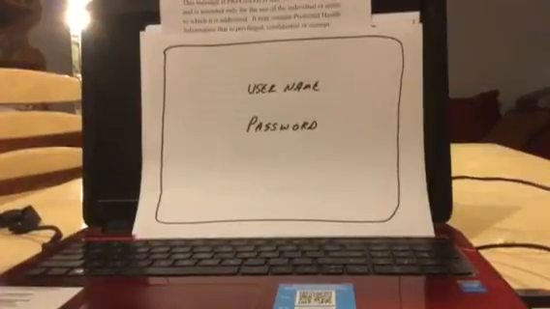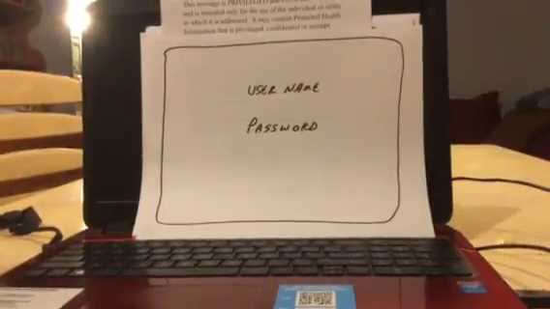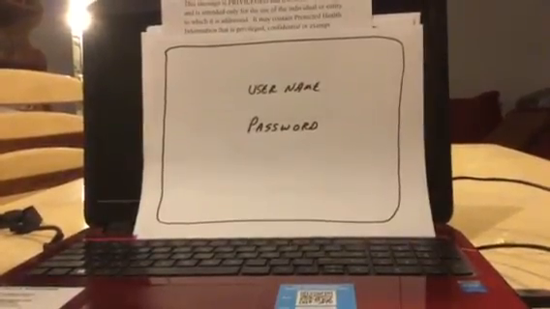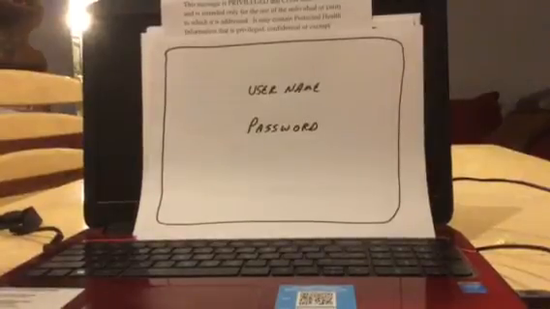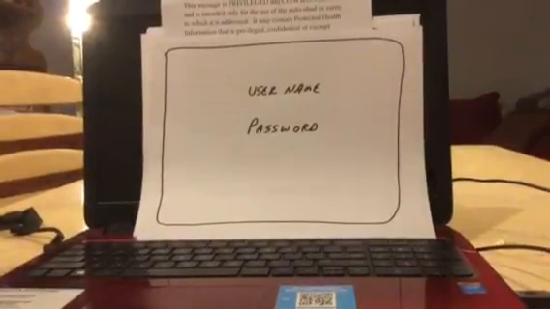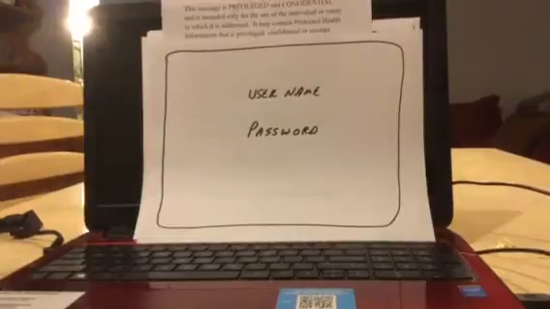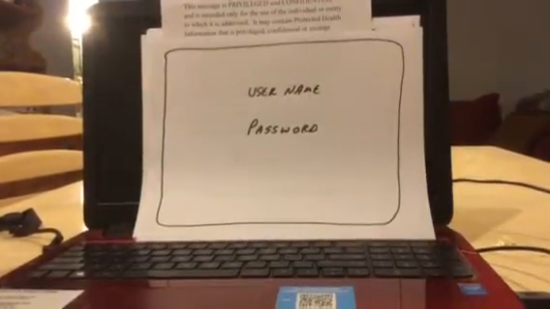The first screen that we have here is the username and password. This is going to be very specific to the physician. Each physician is going to have their own username and password so that we know which physician is going to be accessing the medical record.